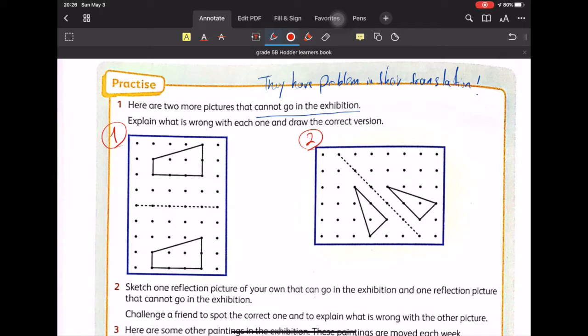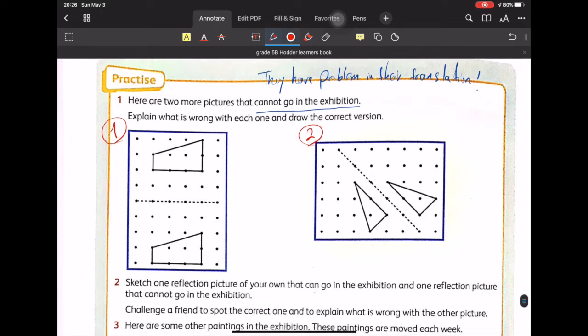So let's see for the first one, what is wrong with it? As I told you, we will start by choosing the corners. So I choose this one. I will go diagonally to the mirror line, 1, 2. I will go perpendicular to the mirror line, 1, 2. And I will continue the same distance on the other side, 1, 2.